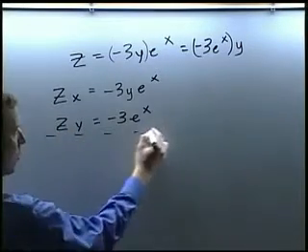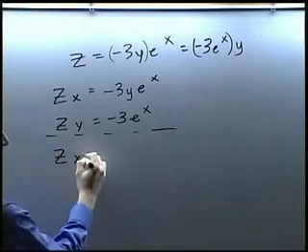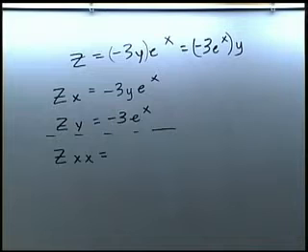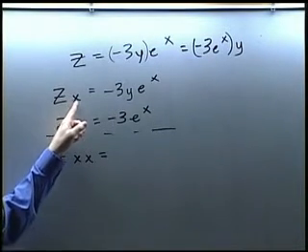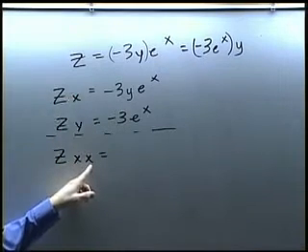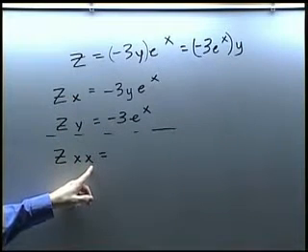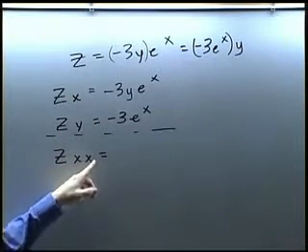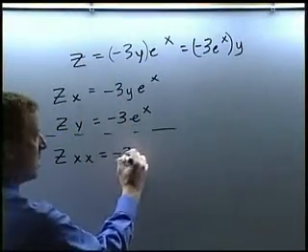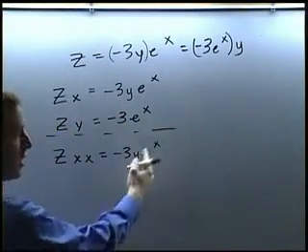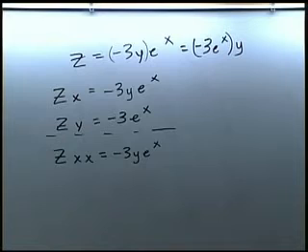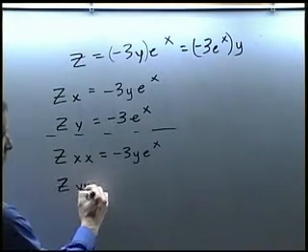All right. Now, the thing we're really after is the second order derivatives. So let's calculate zxx. What's the derivative of the x function with respect to x again? Same thing, right? The derivative of negative 3y e to the x, if x is the variable, is just another exact copy of itself. Okay, all right. What is zyy?